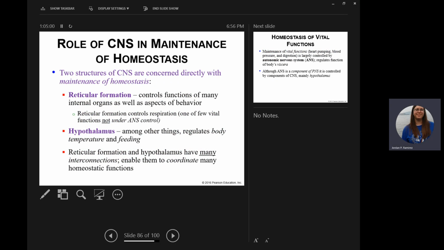Right, so two structures of the central nervous system are concerned directly with maintaining homeostasis: the reticular formation and the hypothalamus. The reticular formation controls functions of many different internal organs as well as aspects of behavior.